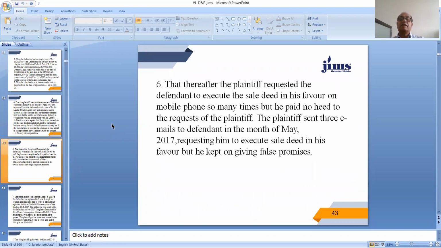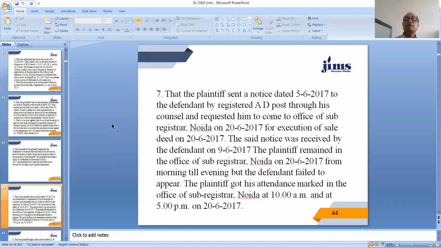Para 6, thereafter the plaintiff requested the defendant to execute the sale deed in his favor on mobile phone so many times, but he paid no heed to the request of the plaintiff. Then plaintiff sent 3 emails to the defendant in the month of May 2017, requesting him to execute the sale deed in his favor, but he kept on giving false promises. Then plaintiff sent a notice dated 5th June 2017. See, the month of June has come. I'm worried. My money is being pocketed by the builder.